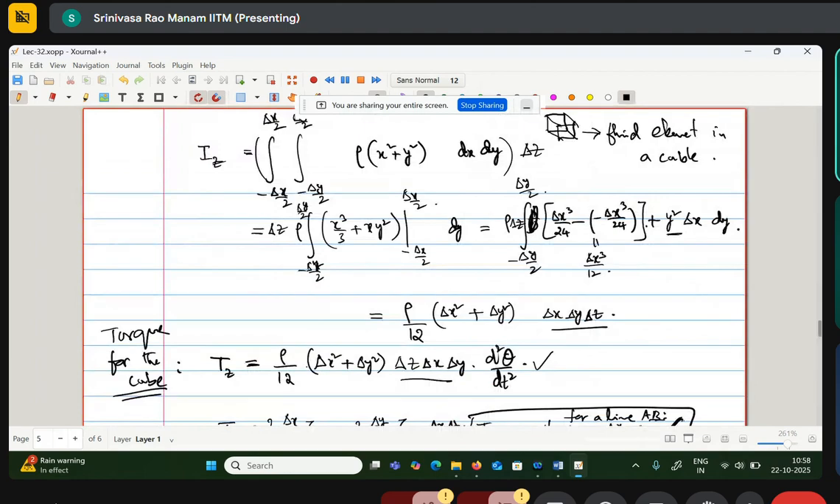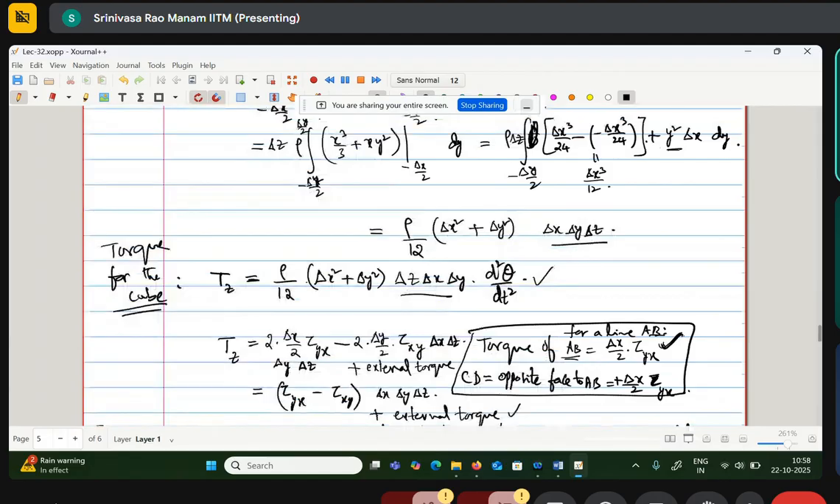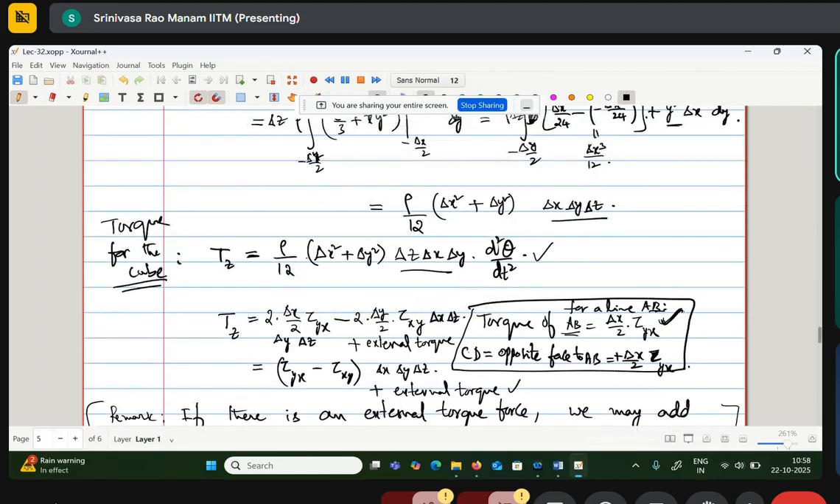From that F equal to ma formula, you get the final torque for the cube, which is what you calculated times a, that is d square theta by dt square. Another way of looking at it is that because of this deformation in viscous fluids, you have the forces tau yx and tau xy. Here we are considering only the lines AB and CD, and calculating the torque for each line.